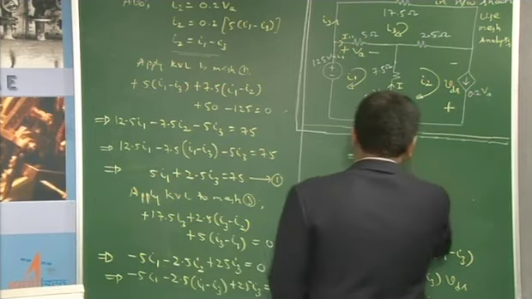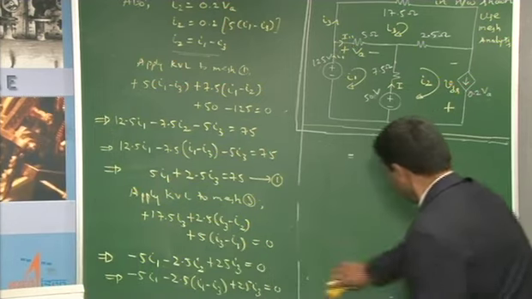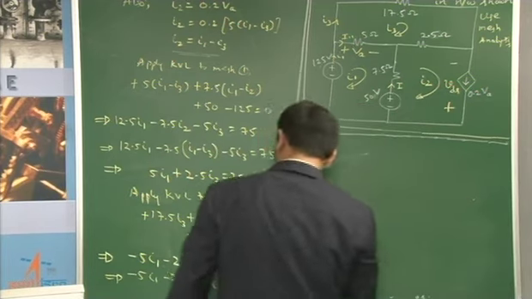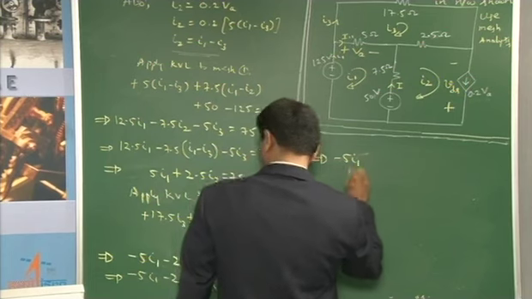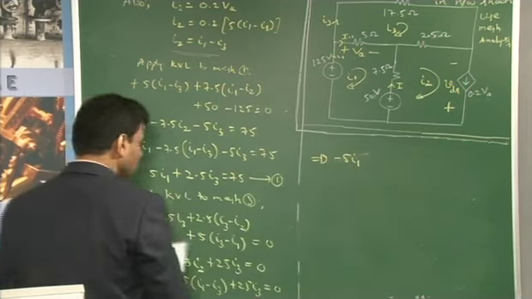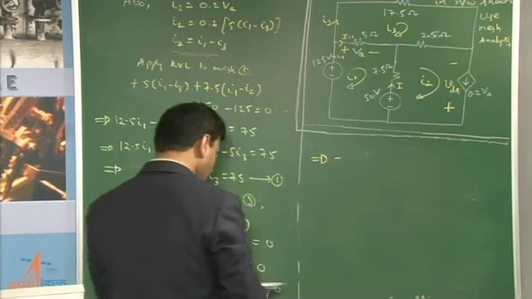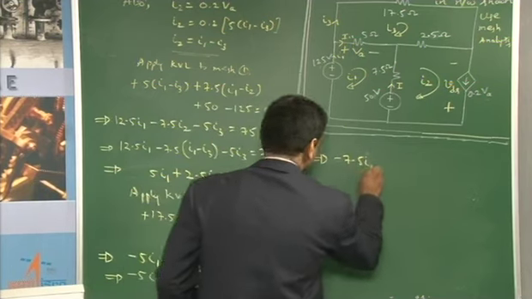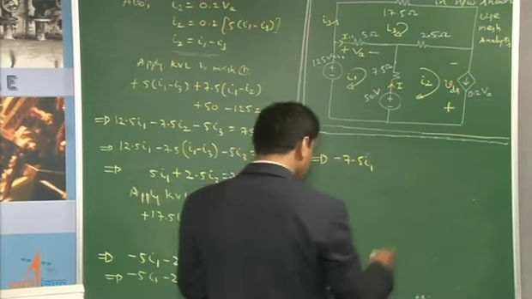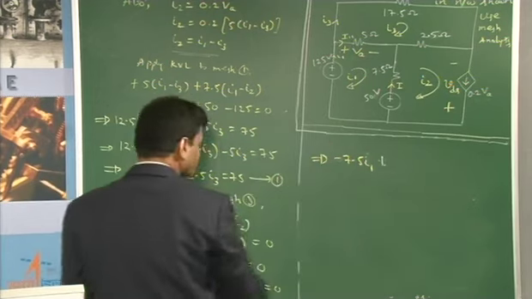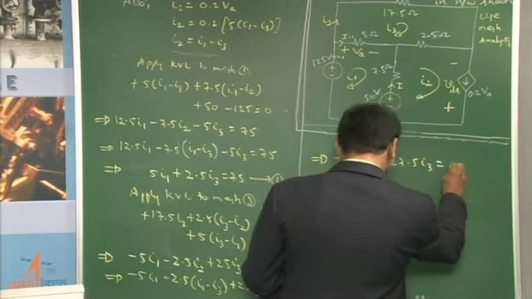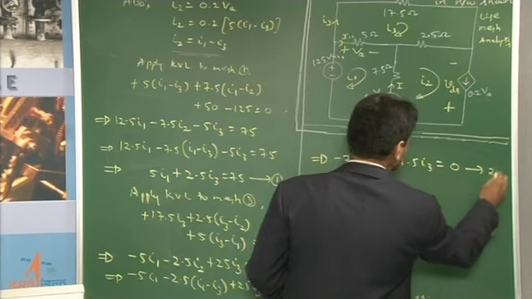Next I will have an equation as the rearranged equation: minus 5 I1 minus 2.5 I1. So put together it will be minus 7.5 I1, then minus into minus plus 2.5, so 2.5 plus 25, plus 27.5 I3 is equal to 0. Call this as equation 2.